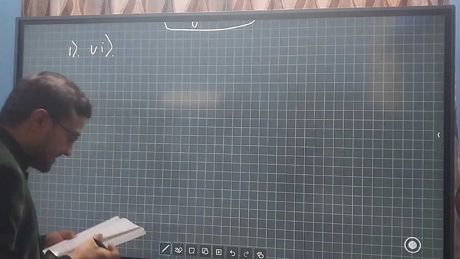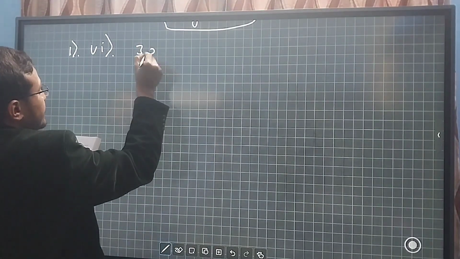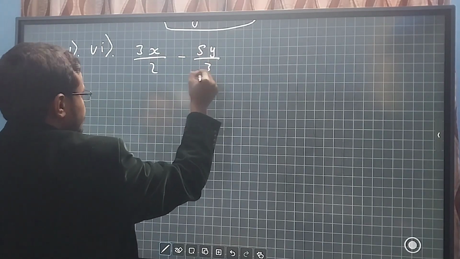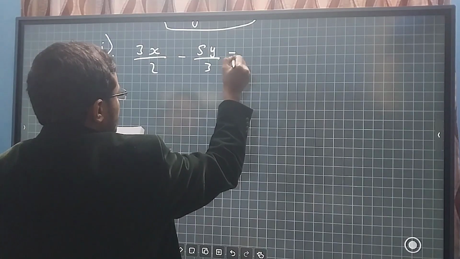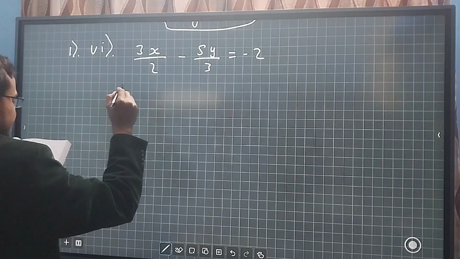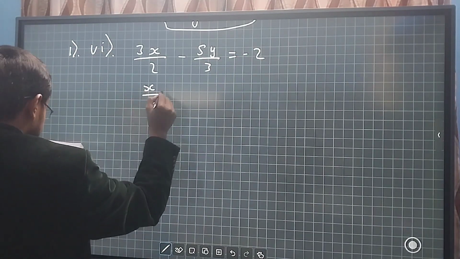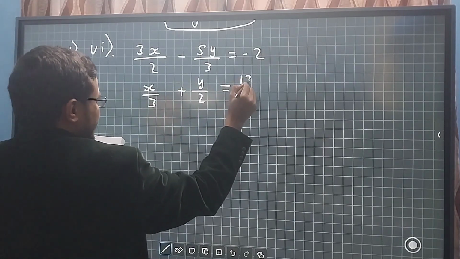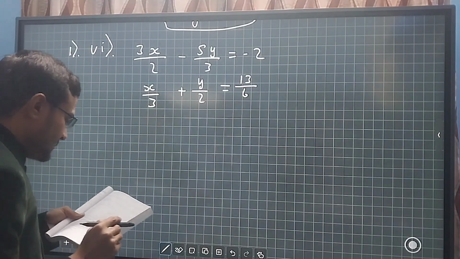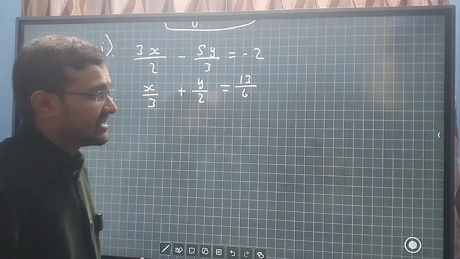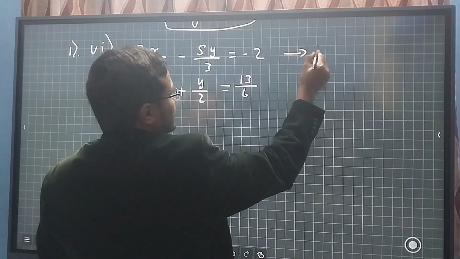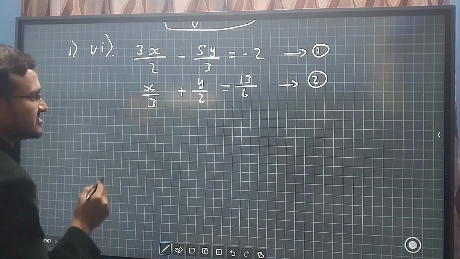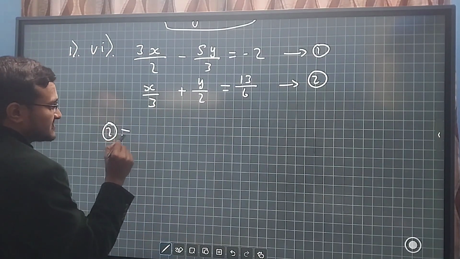So in the sixth question you have 3x by 2 minus 5y by 3 is equal to minus 2. And the second equation what you have is x by 3 plus y by 2 is equal to 13 by 6. So now using these two equations we have to calculate the values for x and y. So this you can call as equation 1 and this you can call as equation 2. So now I will consider equation 2 because equation 2 seems to be much simpler.